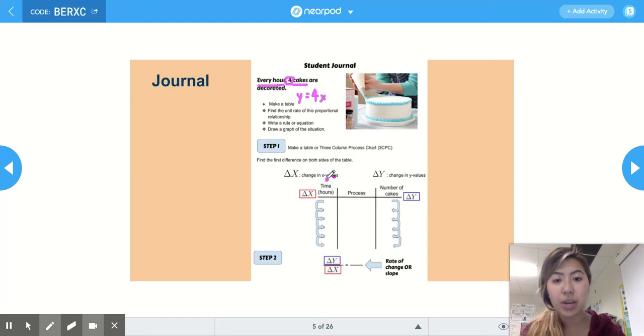So in this chart right here, this is our x values, and that's the time in hours. This is our y value, which is the number of decorated cakes. And I'm just going to say 0, 1, 2, 3. And our equation is 4 times x. So in this middle column, I'm going to multiply 4 times our x values. So 4 times 0 is 0. 4 times 1 is 4. 4 times 2 is 8.